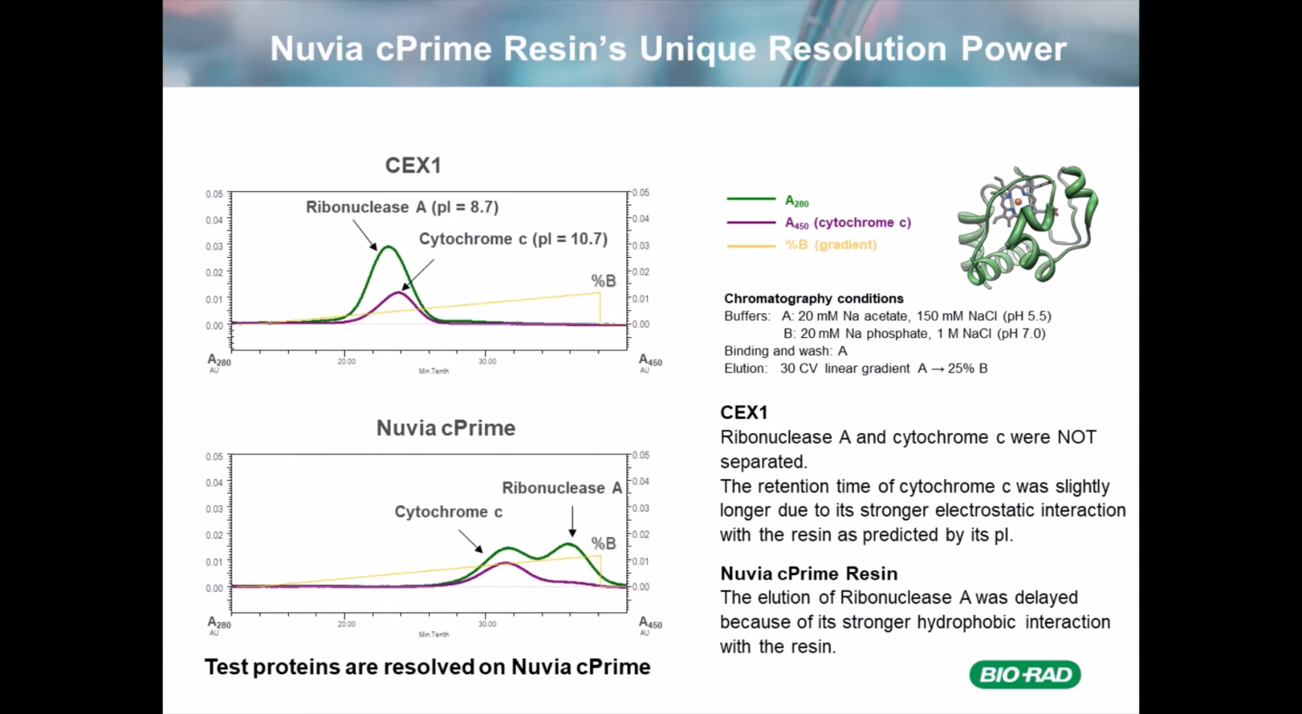What if we apply this pair of proteins on Nuvia C Prime? Using the same gradient of buffer A and B, now we see two peaks. Again, looking at the 450 absorption, we know that cytochrome C actually elutes a little earlier from Nuvia C Prime, and the ribonuclease A elution is delayed due to a stronger hydrophobic interaction with the resin. So these two proteins are resolved on Nuvia C Prime.